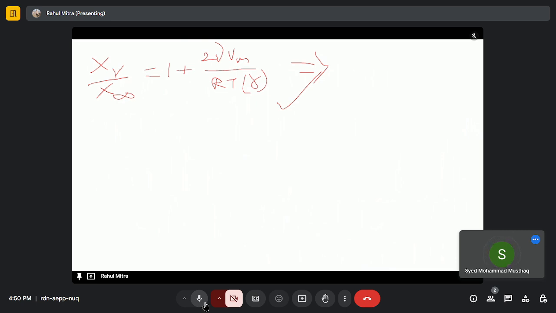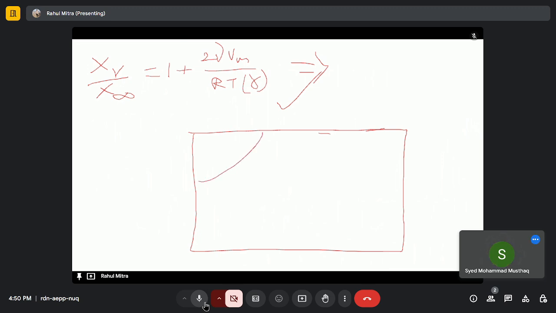Now let's move on to the final one, how the surface energy changes. Now let's say this is my material and I have grains here.